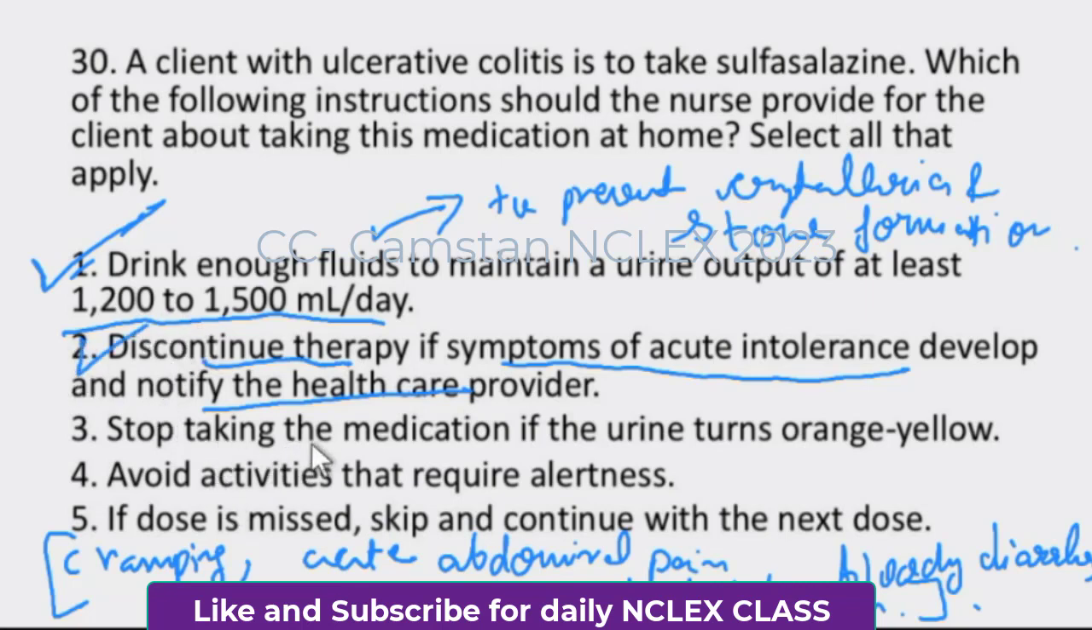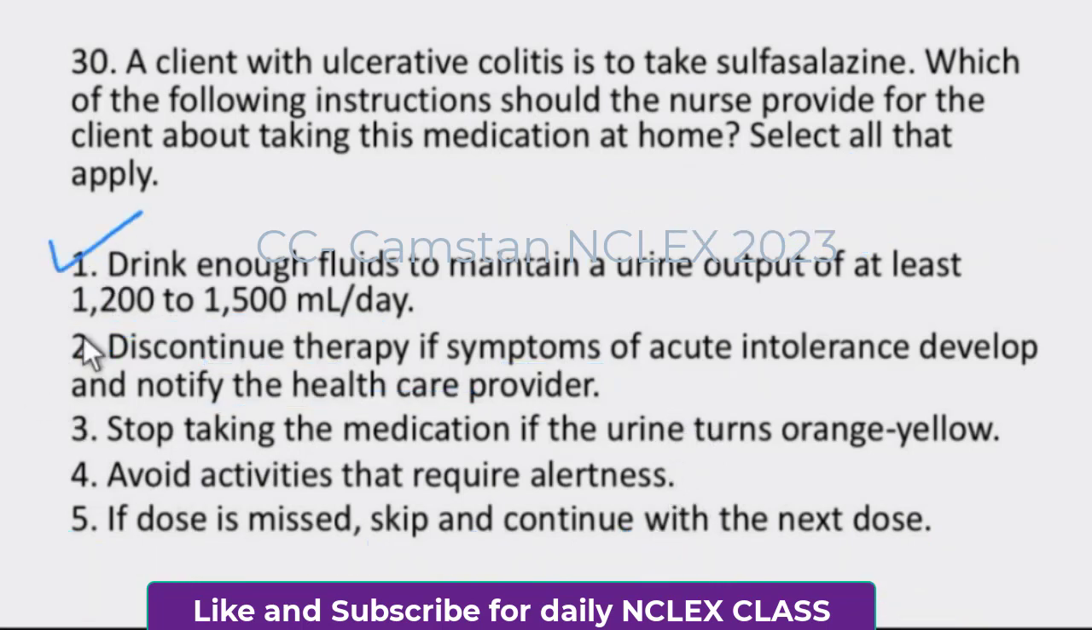Stop taking the medication if the urine turns orange yellow, right? Well, yes, the nurse can inform the client that this medication can cause orange yellow discoloration of the urine and the skin, but there is no need to stop the medication, right? Yes, this medication can cause orange yellow discoloration of the urine and the skin.